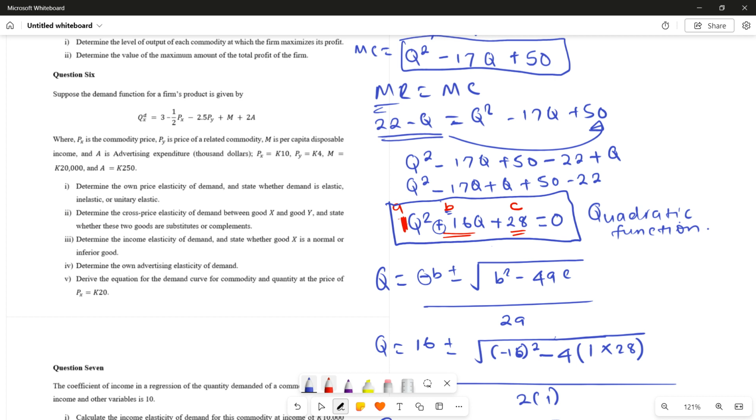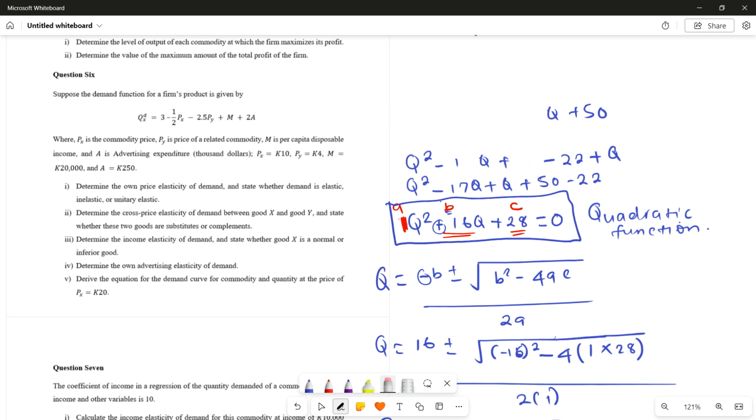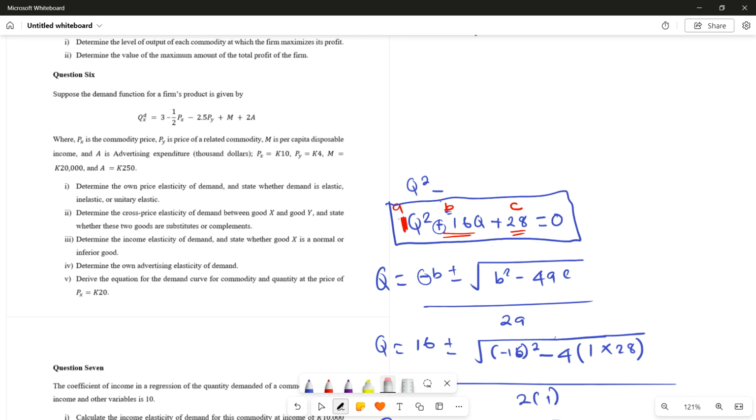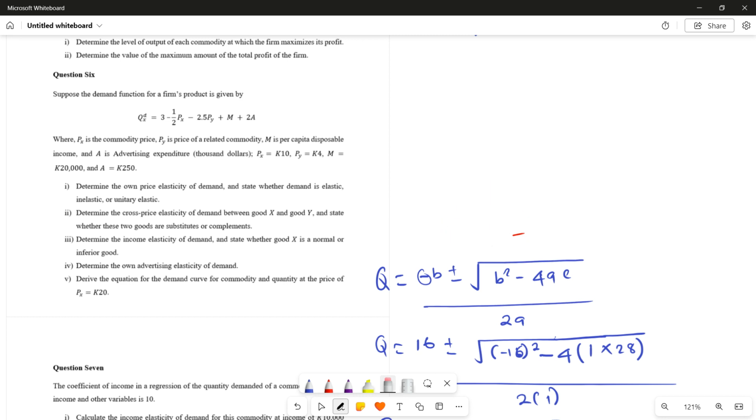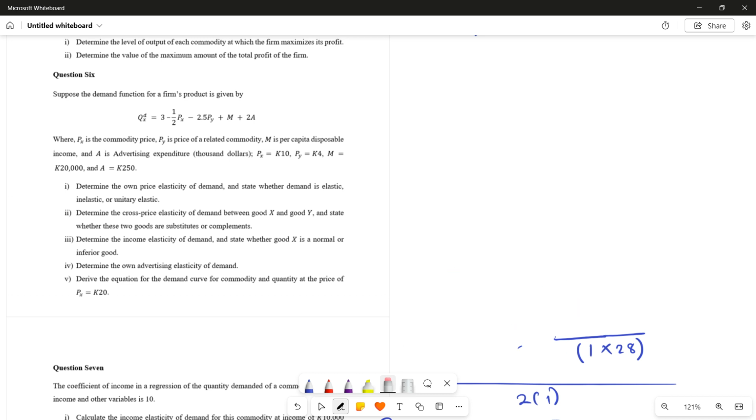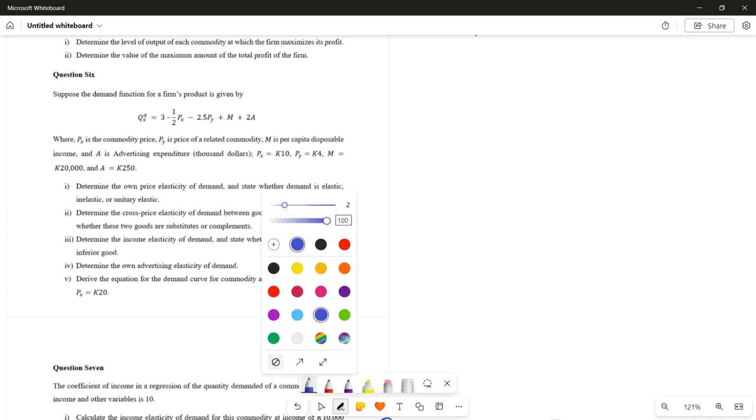Okay, great. So now since we've said that the profit maximizing output is 14, now we have to use the 14 to find what profit this firm will realize at the end of the day after producing 14 units. You see that?